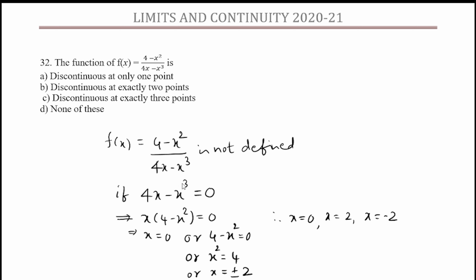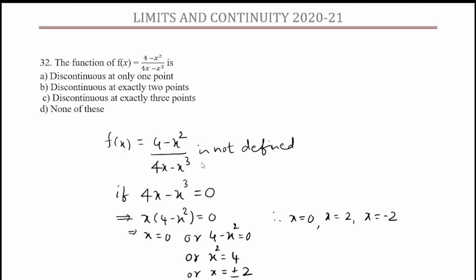And take x is 2, 4 into 2, 8. 8 minus 2 cube 8. Again 8 minus 8 is 0, again it is not defined. Put x is equal to minus 2, 4 into minus 2, minus 8, minus x value, minus 2 cube, minus 8. Minus into minus plus 8, minus 8, 0.